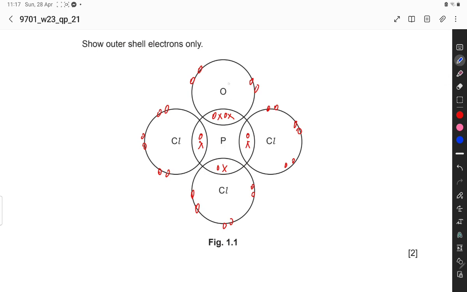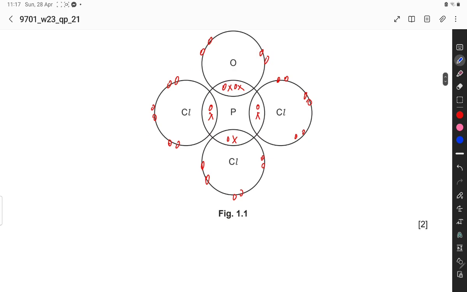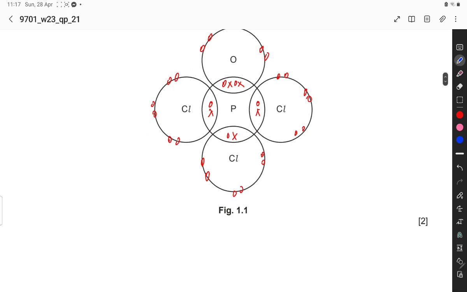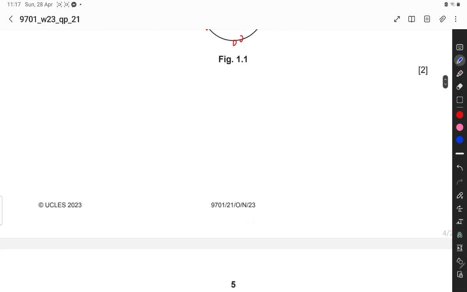So with this, the oxygen atom has a double bond, so 4 electrons are there, and the rest are single covalent bonds with chlorine atoms, because chlorine is deficient of 1 electron. So it needs 1 electron to complete its octet.